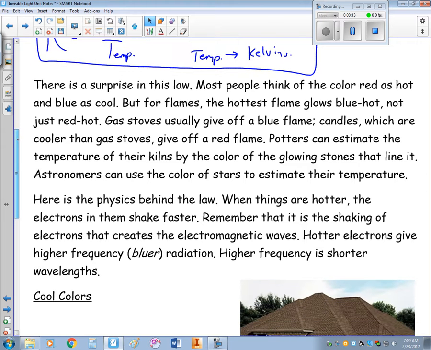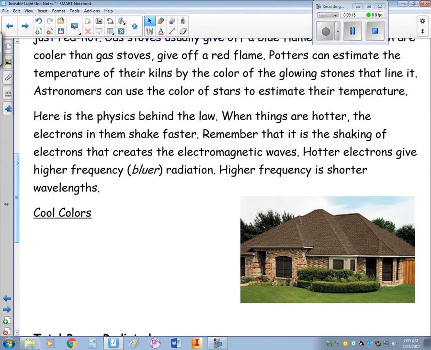So the physics behind this law, I should say, is that when things are hotter, the electrons shake faster. Shaking of electrons creates electromagnetic waves. So hotter electrons give a higher frequency because they're shaking faster. And then higher frequencies have shorter wavelengths.